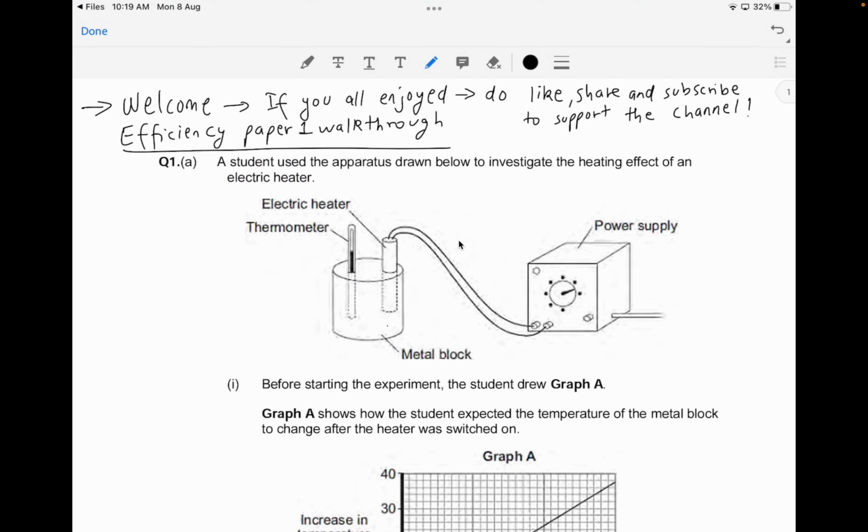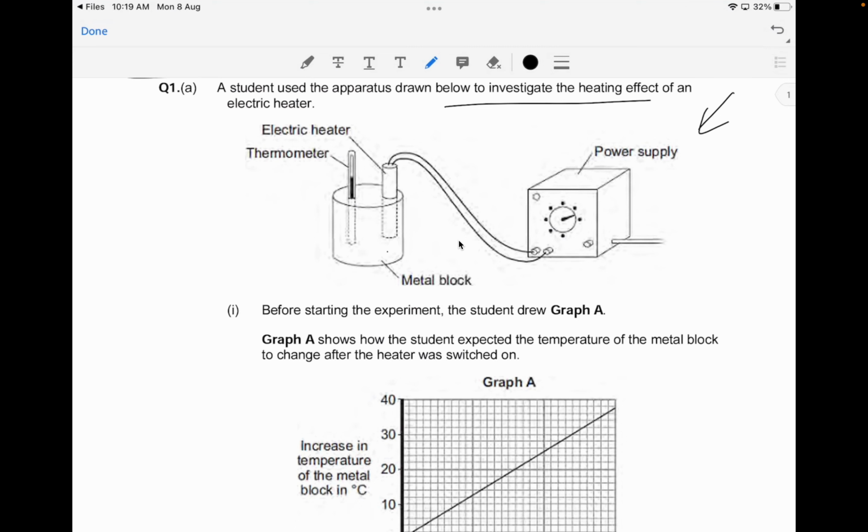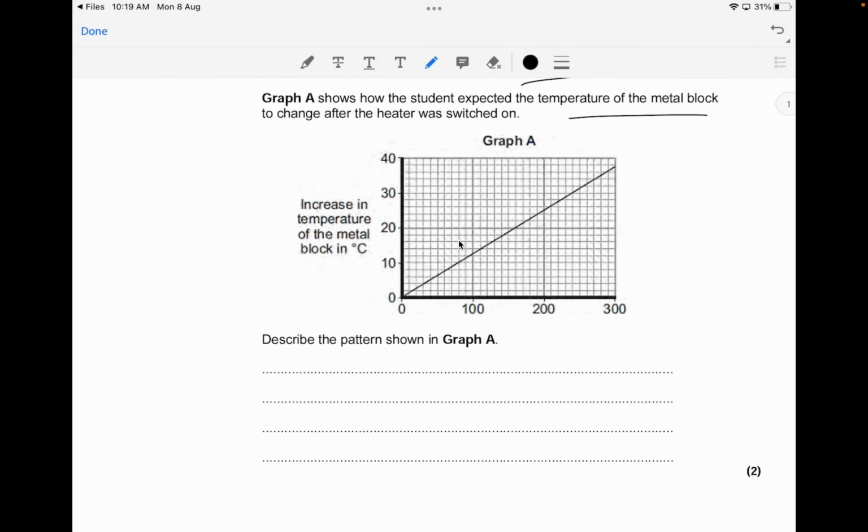The first question states that a student used the apparatus drawn below to investigate the heating effect of an electric heater. As you can see, there's a diagram of the electric heater. Before starting the experiment, the student drew graph A, which shows how the student expected the temperature of the metal block to change after the heater was switched on. We can see the increase in temperature of the metal block in degrees Celsius, and the time since the electric heater was switched on.